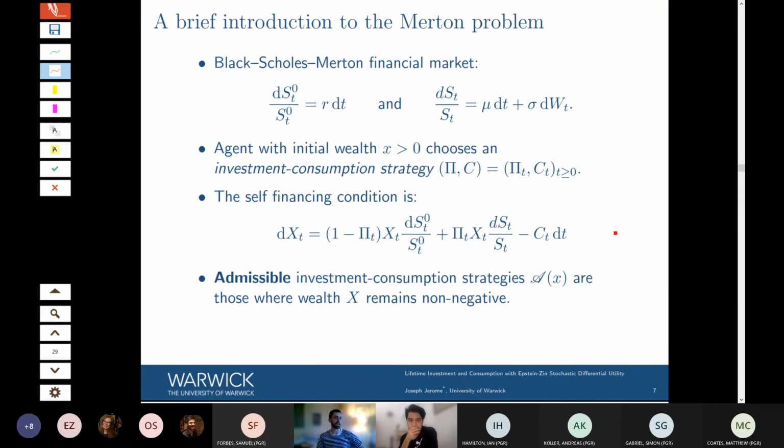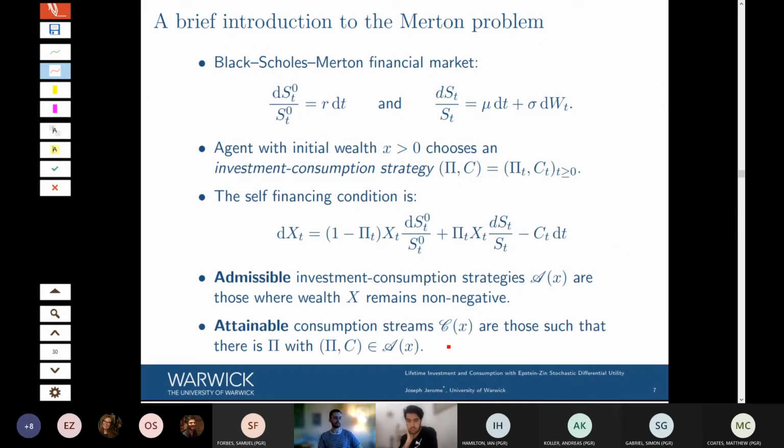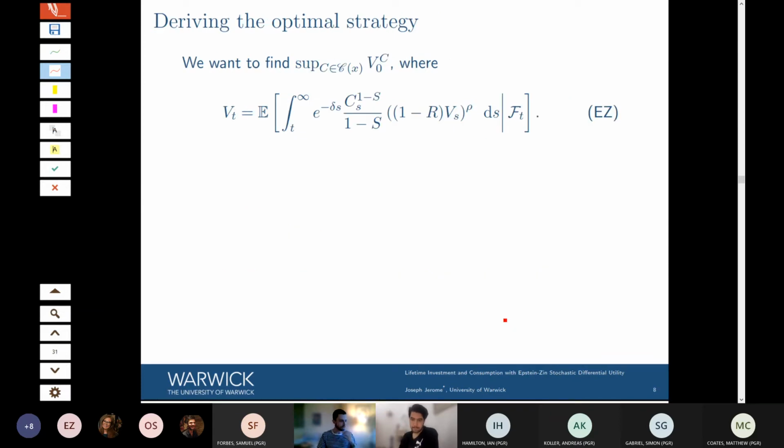We're going to say that an investment consumption strategy is admissible if the wealth given by the following, with initial condition X, stays non-negative. That's just saying we can't go bankrupt. And we're going to say that a consumption stream is attainable if there's some investment process which finances it, so the pair is admissible. Now what we want to do is find the supremum over the attainable strategies of V0 of C. We've dropped this integrability condition for the moment because this is just a heuristic derivation of the optimal strategy. So there are two ways we can do this.